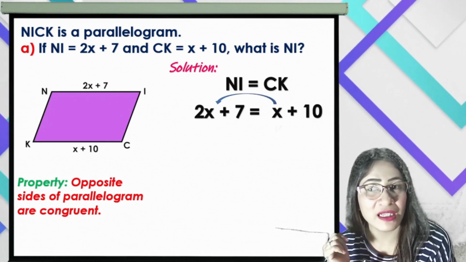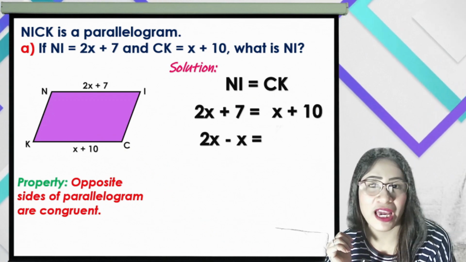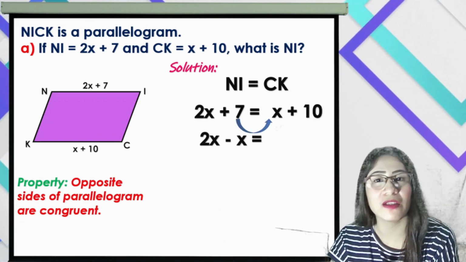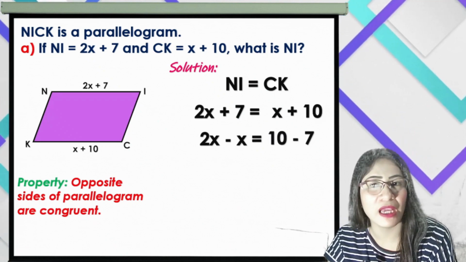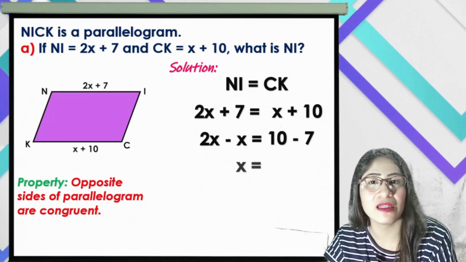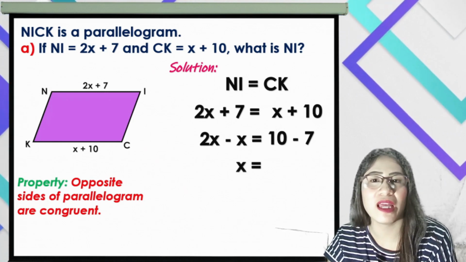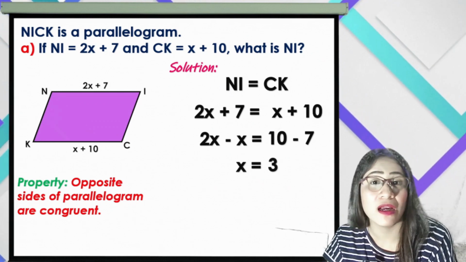Transpose natin si x sa left side. So, magkakaroon tayo ng 2x minus x. And then, si 7 naman, transpose natin sa right side. Magkakaroon tayo ng 10 minus 7. Then, 2x minus x is x. And then, 10 minus 7 is 3. So, therefore, the value of x is 3.